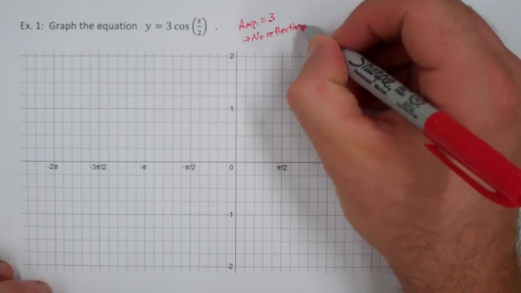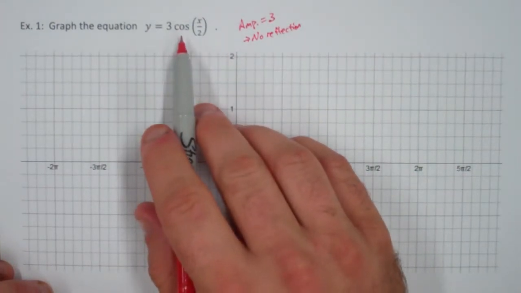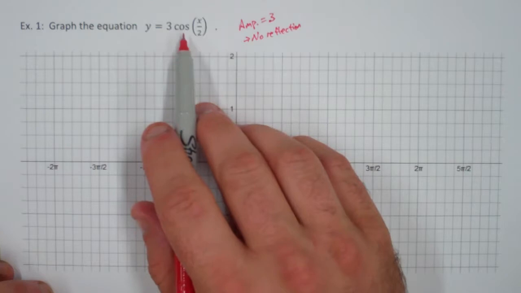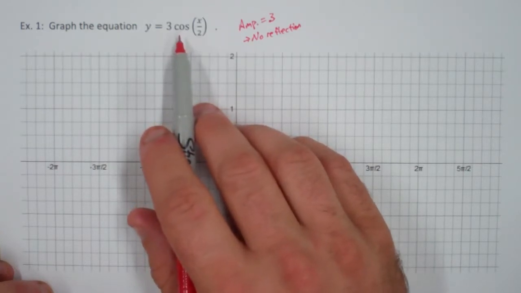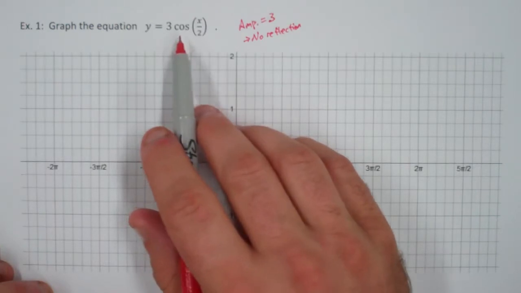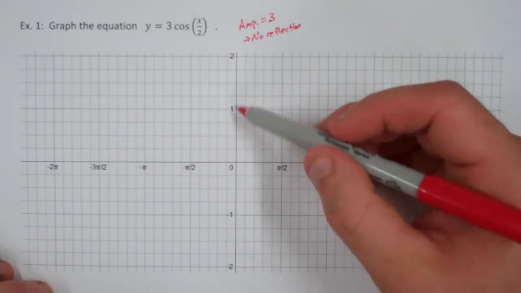We also need to note whether this is sine or cosine. That will tell us where to start. Remember that the basic cosine graph, y is equal to cosine of x or y is equal to cosine of theta, starts up 1. But in this case, this graph is going to start up 3.